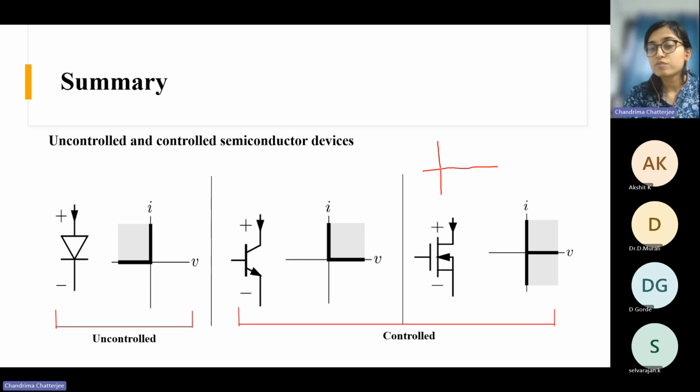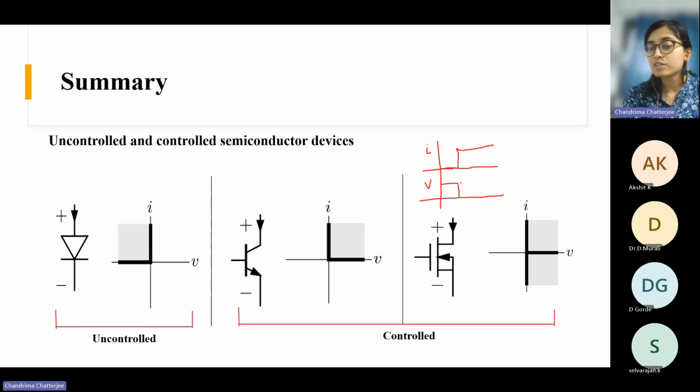Suppose it is turning on, right? So its current will rise like this instantaneously, and if this is the current, during turn on the voltage will also drop instantaneously. There is no time taken. So you can see there is no overlap between the voltage and the current, right? That's why there is no switching loss.